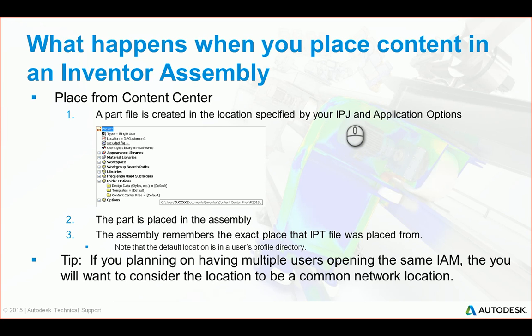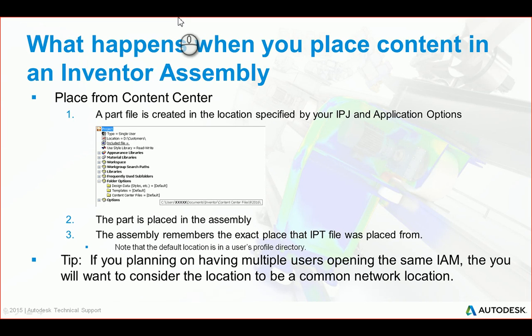When you place a part in the assembly, you go to the IDCL file and it creates a part. It's going to create that part that you've specified with the interface. It's going to put it in the location specified by your project file or your application options, and then it builds that part in that location. Then it uses the place command to place it in the assembly.